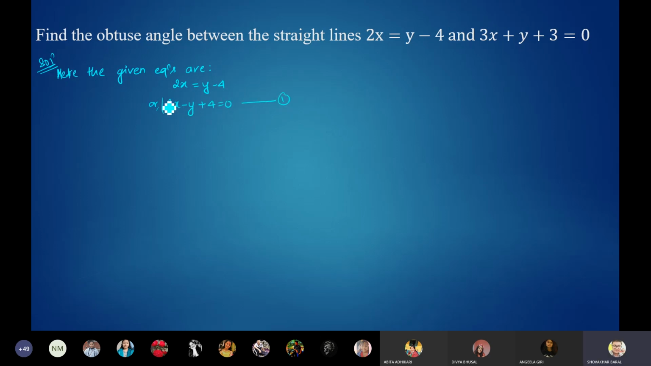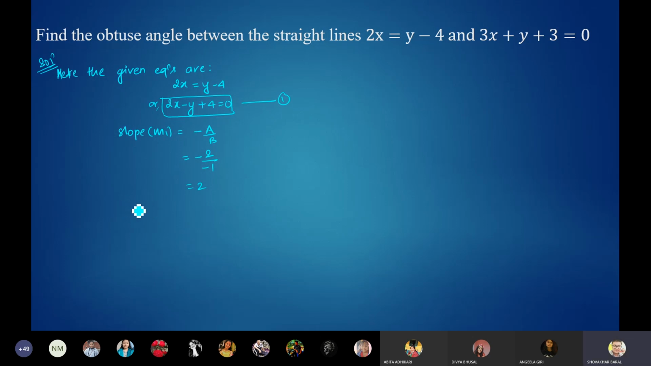If you can solve it, please do it on your own. 2x minus y plus 4 equals 0. This is equation number 1. You can simply find the slope here. Slope m1 is equal to minus coefficient of x divided by coefficient of y. So it will be minus 2 divided by minus 1 equals 2. We got the slope of equation number 1.